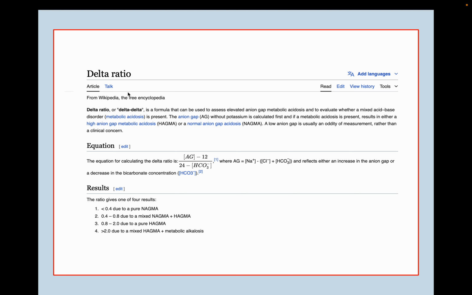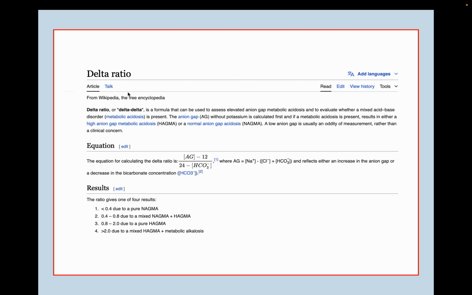So that is why the calculation of delta ratio is very important to differentiate NAGMA and HAGMA. I'll also tell you one more example. Let's say the anion gap is 20 or something, but bicarbonate is also 16 or something. 20 minus 12 is 8. 24 minus bicarbonate 16 is also 8. So in them the ratio is 1.